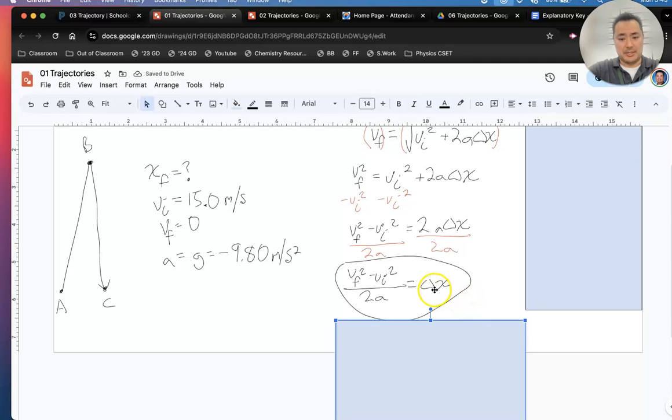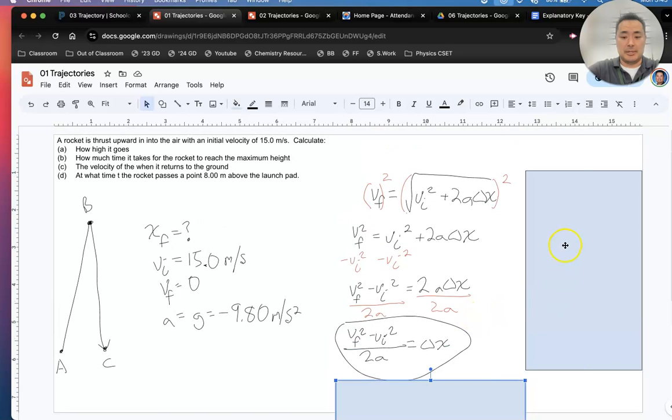Now students always ask, what is delta x? That's x final minus x initial. X initial is 0, so we don't need to include it in the calculation. It would be x sub f minus 0 as our final answer, which is the same thing as x sub f. So let's go ahead and plug in.